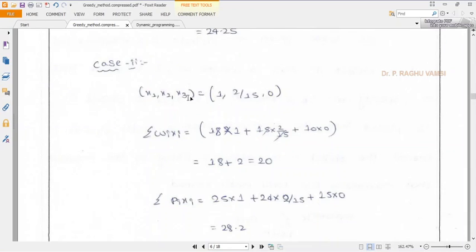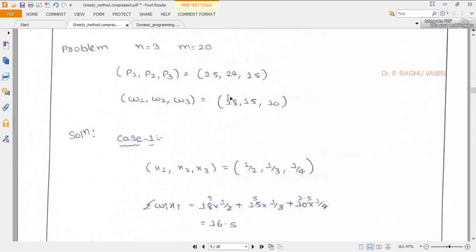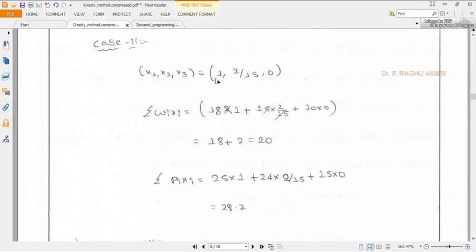Next, what I will do is try another alternative. So x1, x2, x3. Previously we have taken 1 by 2, 1 by 3 and 1 by 4. Now I have taken the first one completely, because this is a trial and error basis. P1 has the highest profit, 25 is the highest profit among all. So I have taken full of it, and for the next one I took 2 by 15, a very small fraction.